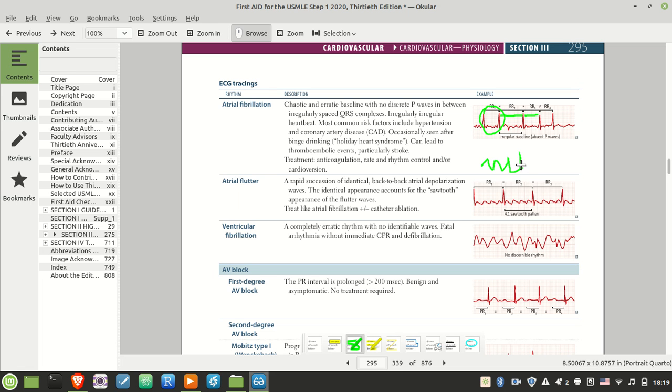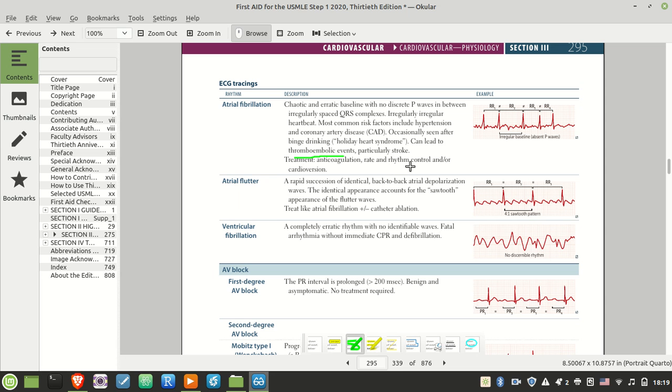All right. So what do you have to watch out for in atrial fibrillation? Well, what you gotta do is you gotta watch out for thromboembolic events. You gotta watch out for strokes. All right. So what do you do with someone with AFib? Well, you really got a couple of options.